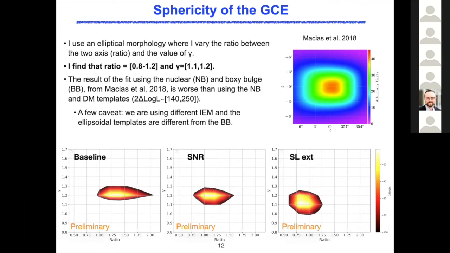I also tested the models by Mattia et al. 2018, and what I find is that, using the nuclear bulge and the boxy bulge, or the nuclear bulge and dark matter, the inclusion of dark matter actually improves the fit. So my results are somehow different from what they find, and this needs to be investigated more in the future.